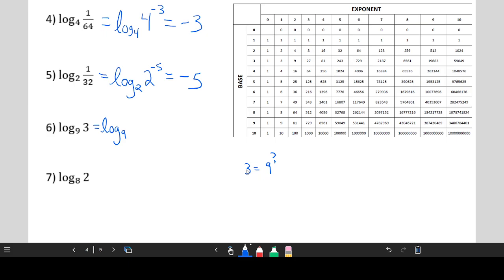a radical. So we know that 3 is the square root of 9, right? 3 is the square root of 9. And so square root of 9 is 9 to the 1/2. Square root of 9 is just 9 to the 1/2. So 3 is equal to 9 to the 1/2. So we'll replace 3 with 9 to the 1/2, since 3 is the square root of 9. And now we have matching bases, and this is equal to 1/2.